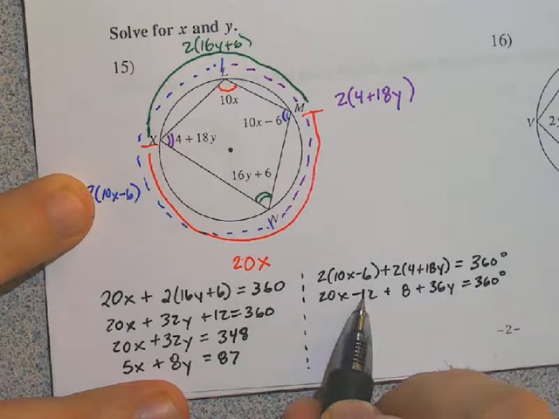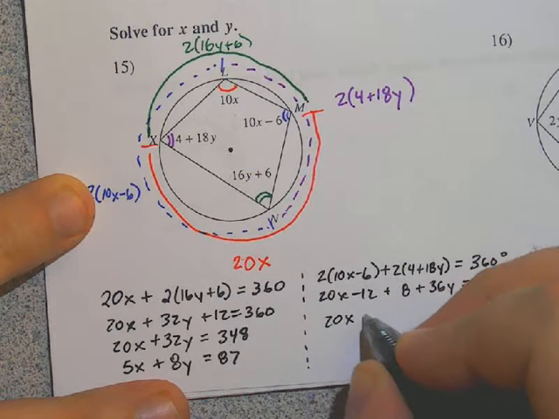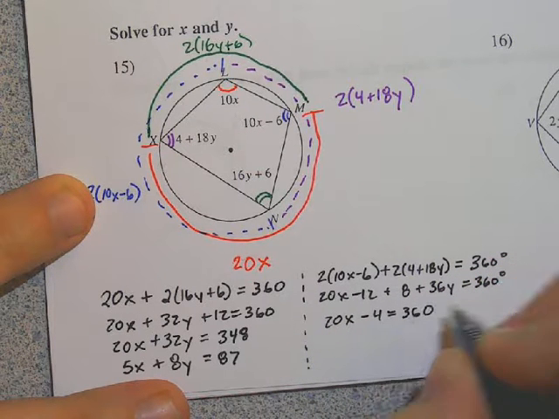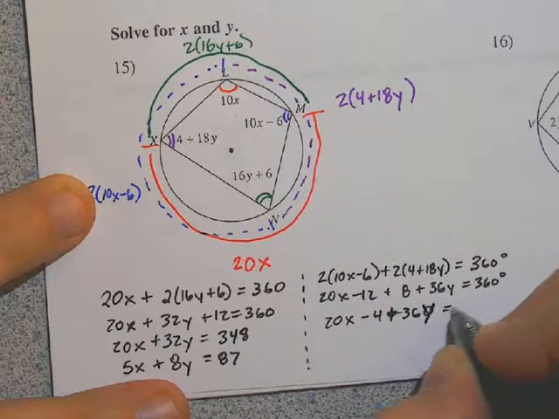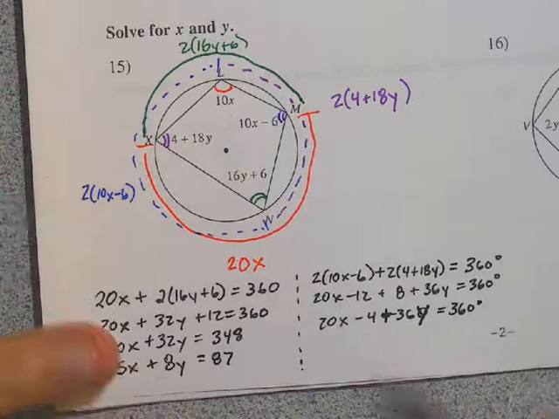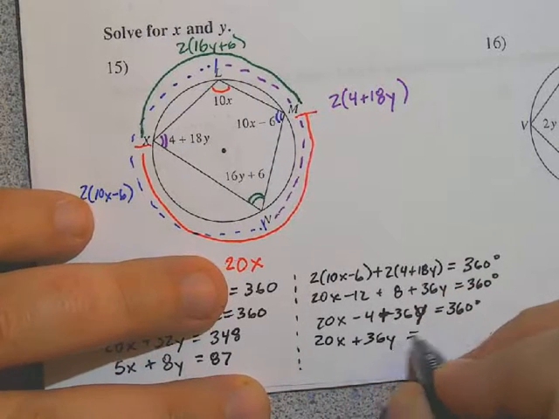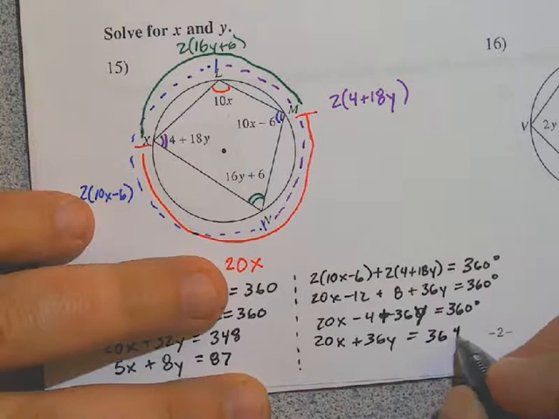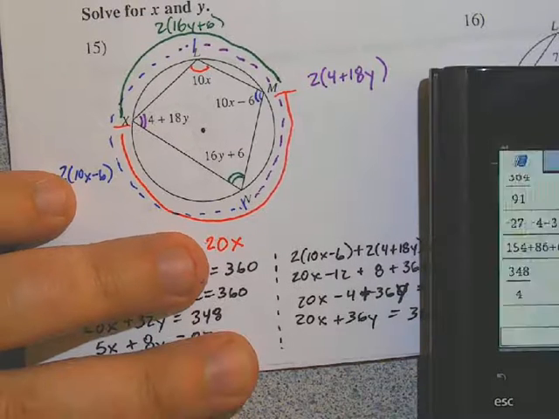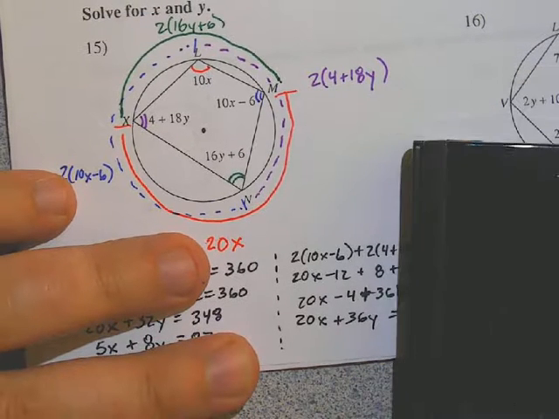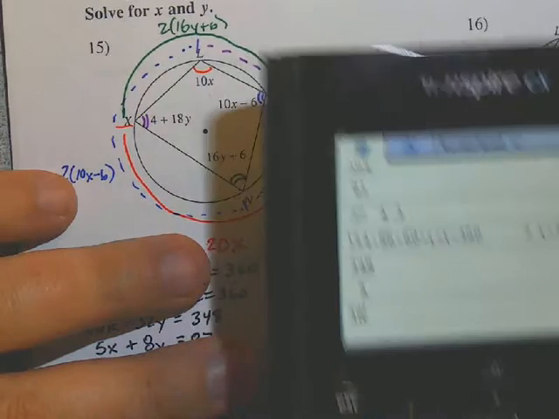Over here, I'm going to get 20x minus 12 plus 8 plus 2 times 18 is 36y equals 360 degrees. Okay, so put these together. Negative 12 and a positive 8 is going to be negative 4. Plus 36y equals 360. Okay, so add 4 to both sides. I'm going to get 20x plus 36y equals 364.